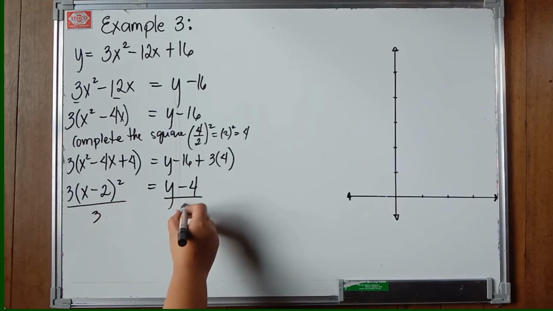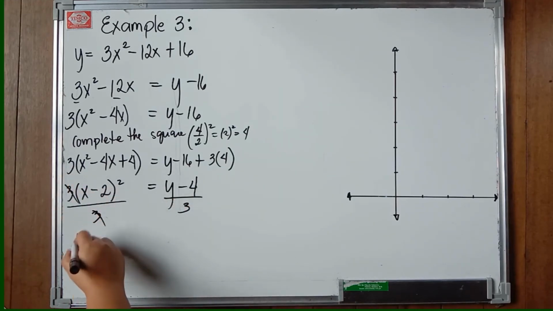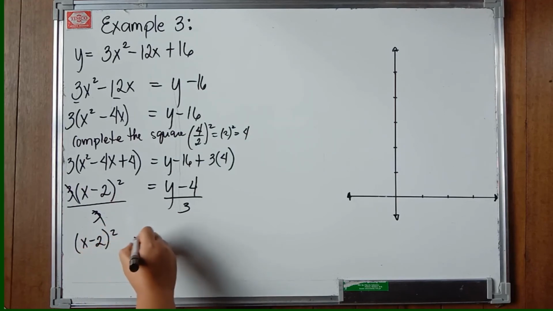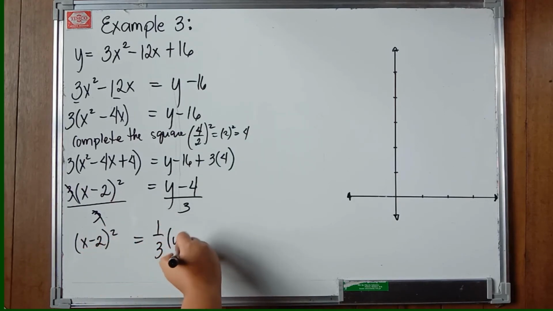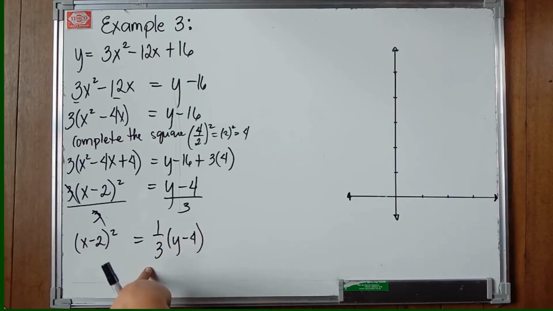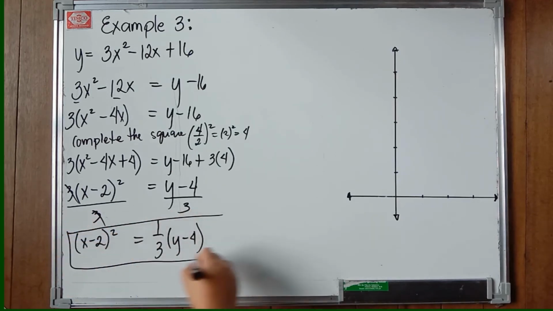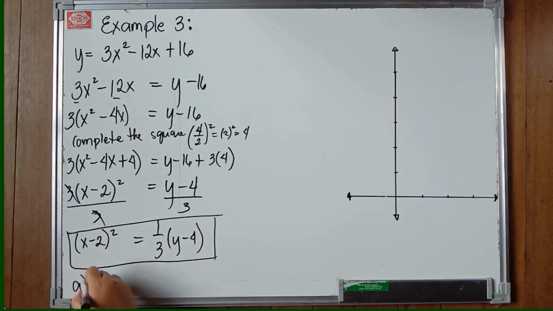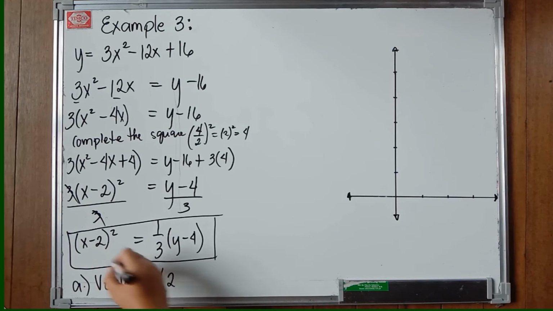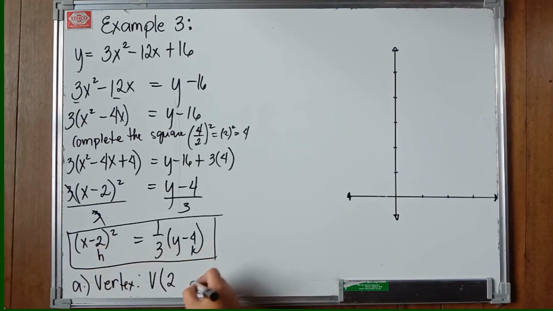So, we divide both sides by 3 to isolate x minus 2 squared. So, what remains to the left side is x minus 2 squared is equal to 1/3. Do not distribute, okay? 1/3 times the quantity y minus 4. That is now our standard equation for our parabola. So, for our vertex, it is at the (h, k). So, that is the h. Palaging kasama ni x ay si h at ni k, is our k is 4. So, our vertex V is (2, 4).